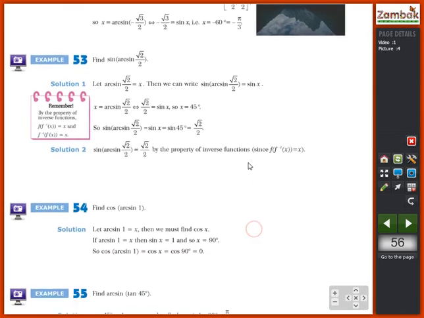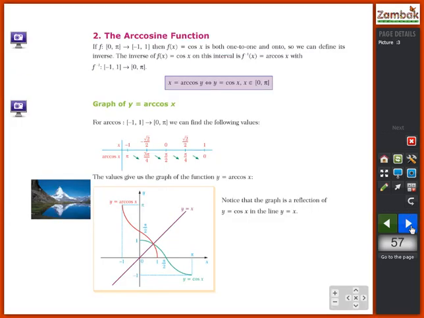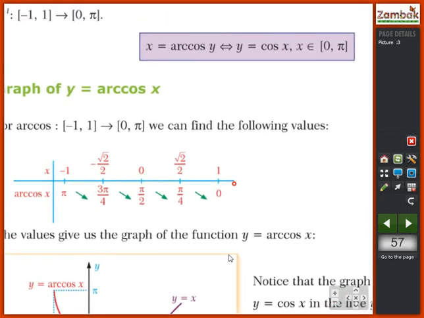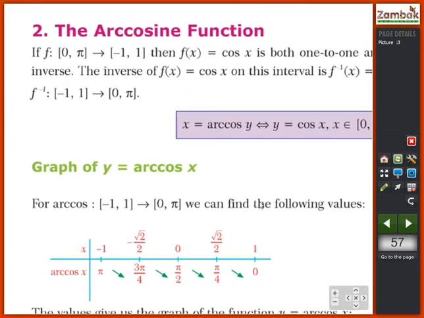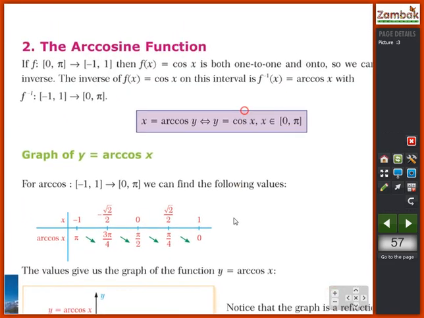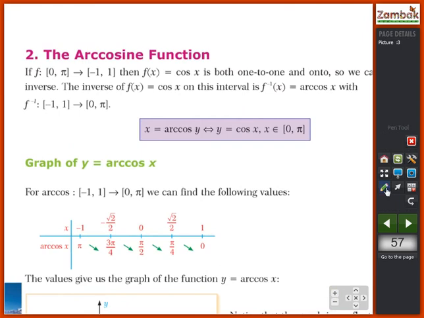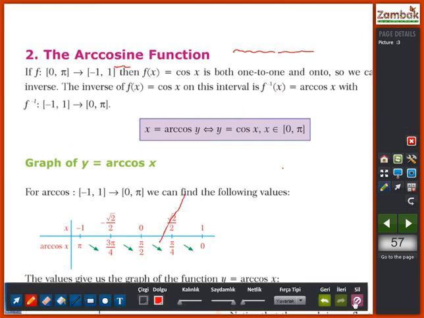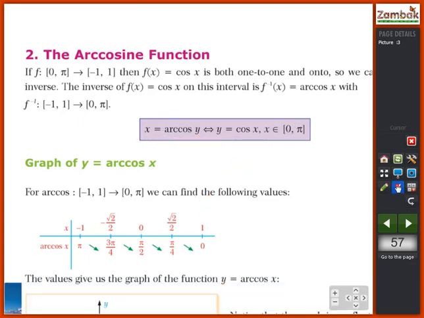Okay, the next topic is the inverse of the cosine function, that is arccosine. Here, we will limit the domain of the cosine between 0 and pi. And so the range of the inverse function will be between 0 and pi. This is our function, and this is the inverse of the cosine, arccosine. The value of arccosine is between 0 and pi. Let's solve examples.